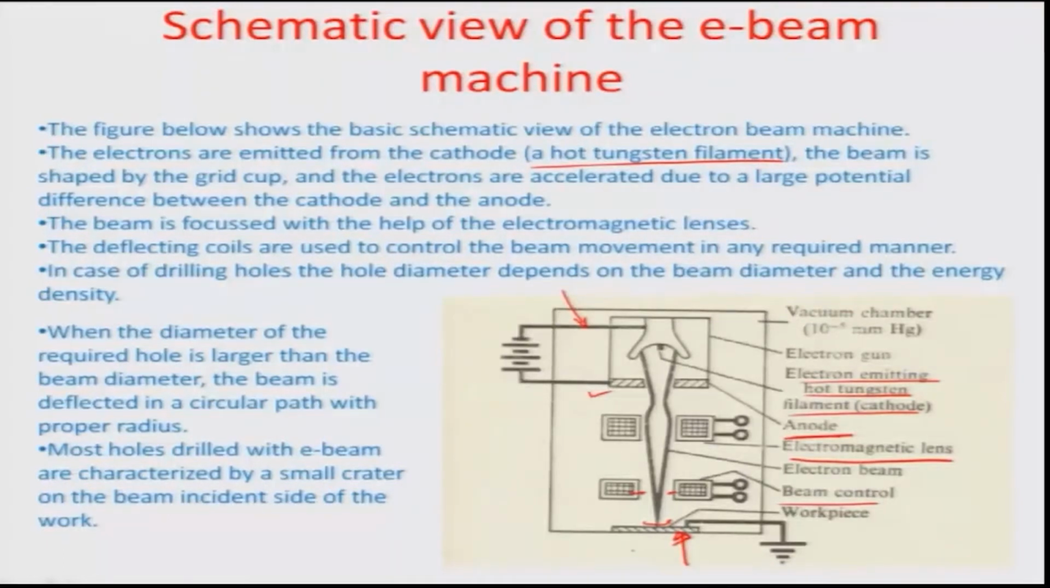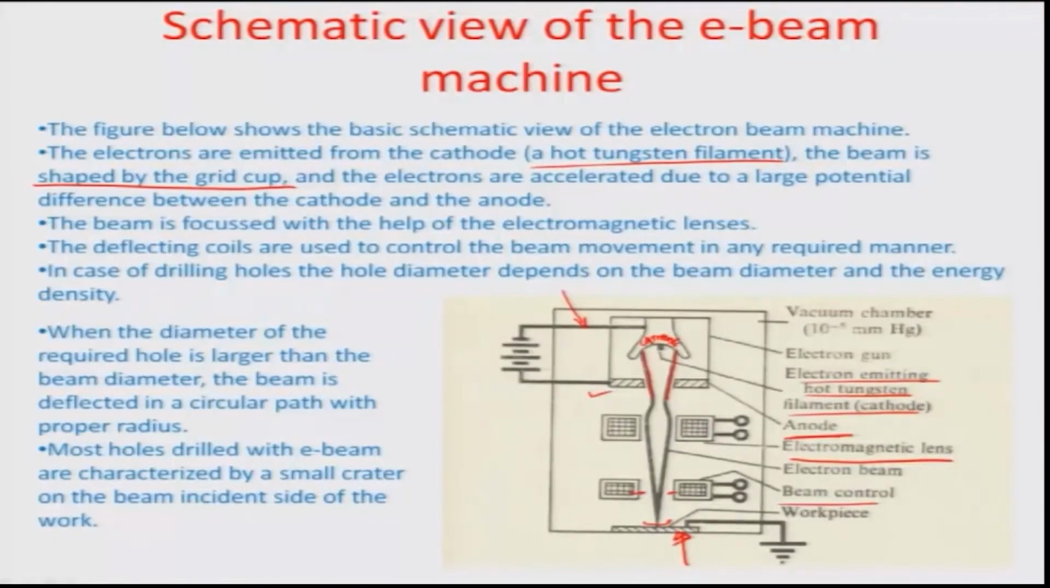So, the beam is shaped by a grid cup which makes sure that the beam is more like a self focusing beam, as you can see here. So, these are the cathodes really. So, you can have sort of deflection cathodes, so that you can actually have the beam shape up into a small orifice.